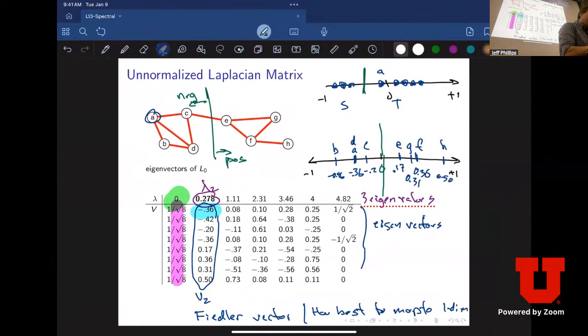A and D, right? They have the same coordinates up until this last one, and then only the sign is different. Why is this happening? Is this a coincidence?